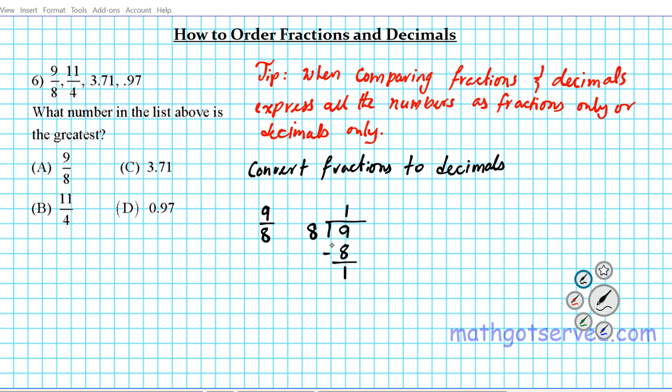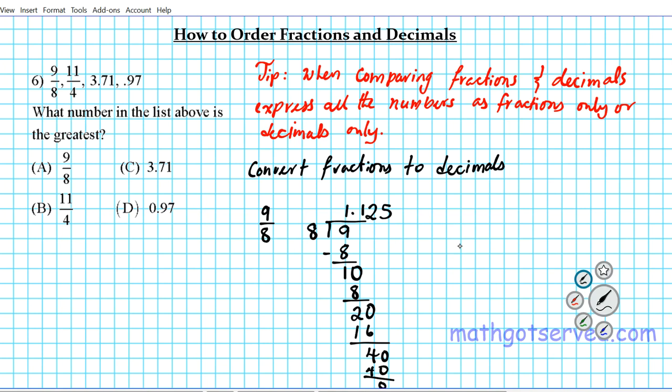All right. Now, how many times does 8 go into 1? 8 is bigger than 1, so 8 can't go into 1. So put a decimal point here and add a 0. How many times does 8 go into 10? 8 goes into 10 once. 1 times 8 is 8. Subtract, you get 2. Add a 0. How many times does 8 go into 20? 8 goes into 20 twice. 2 times 8, 16. Subtract, you get 4. Add a 0. How many times does 8 go into 40? 5 times. 5 times 8, 40. All right, so 9 over 8 is equivalent to 1.125.